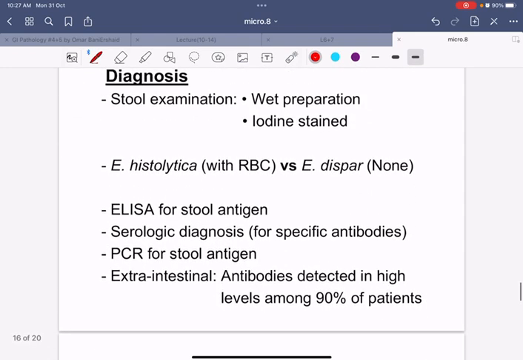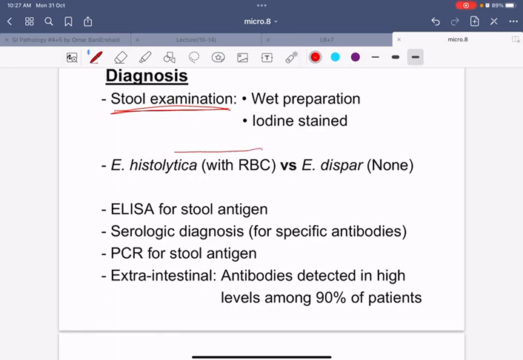Diagnosis: stool examination. Wet preparation. What does wet preparation mean? With normal saline. You put a drop of normal saline, emulsify a piece of the stool, cover with a cover slip, and then examine it at once. You can do it, okay? Or iodine stain, and we said what the benefit of iodine is. Entamoeba histolytica, morphologically, when you look under the microscope, contains RBCs, while Entamoeba dispar has no RBCs.